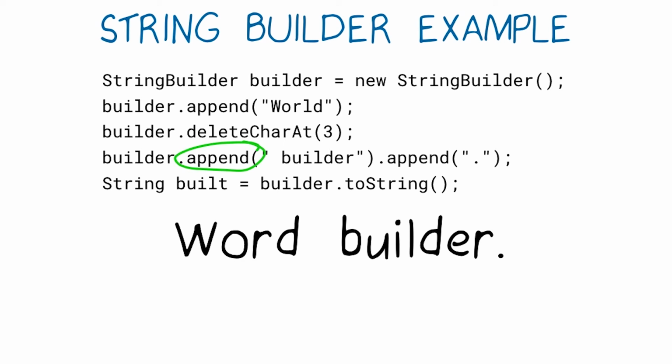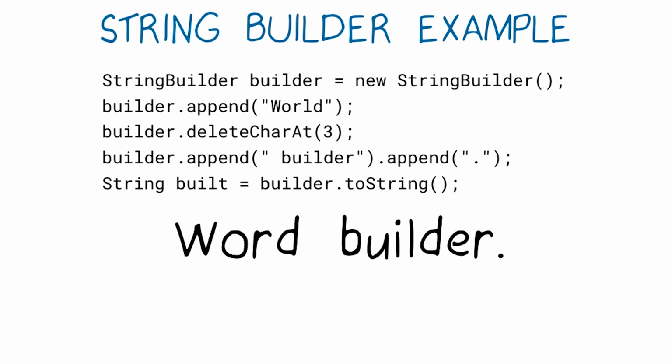Note that the append method returns a builder object. So what's neat is that we can actually have multiple calls to append on a single line. This sequence of multiple method calls on a single line is known as method chaining in programmer speak. So as you can see, the second time we call append, we can add a period.